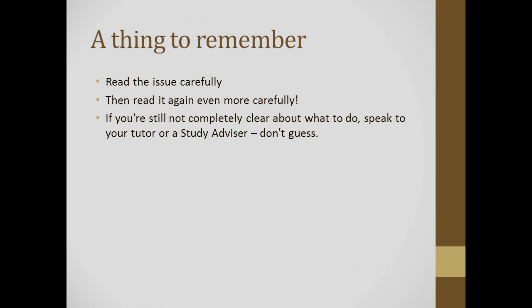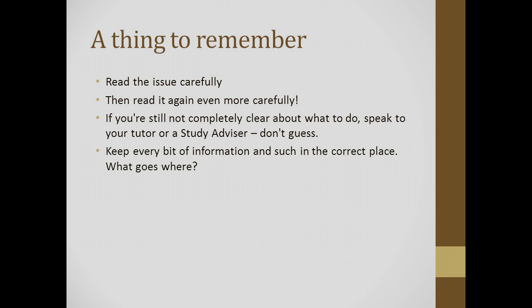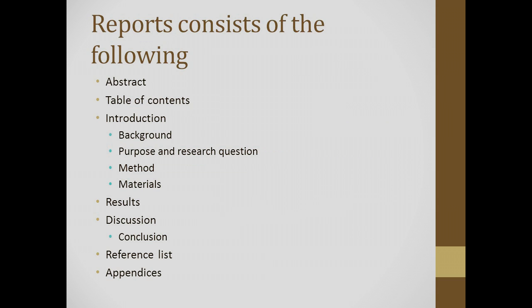So, another important thing to remember is you must keep every bit of information in the correct place. And so you may wonder, what goes where? Well, a report generally consists of the following: a front page, abstract, table of contents, introduction, background, purpose and research question, method, materials, results, discussion, conclusion, reference list, and appendices.